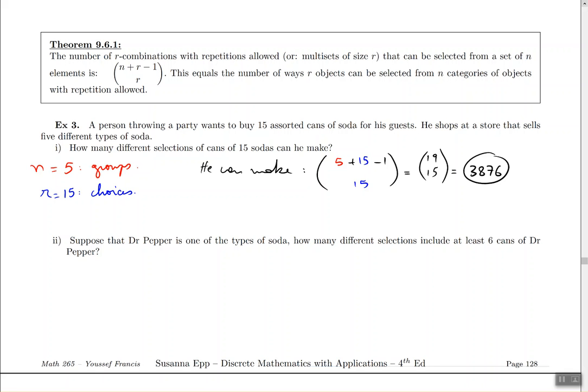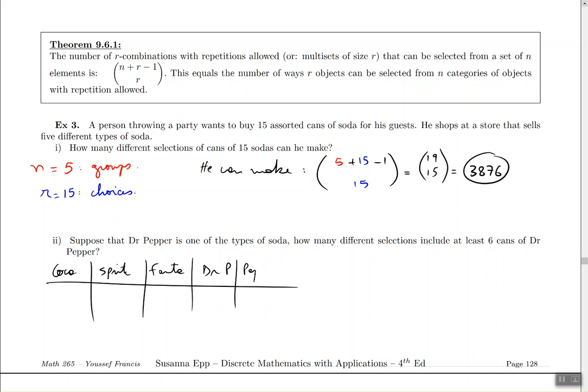All right, suppose that Dr. Pepper is one of the types of soda. How many different selections include at least 6 cans of Dr. Pepper? Okay, so let's figure that out. So let's say he's got choices. So there's Coca-Cola, let's say, and there's Sprite. Let's say there's Fanta and Dr. Pepper. And we need one more. How about we say the last one will be Pepsi.